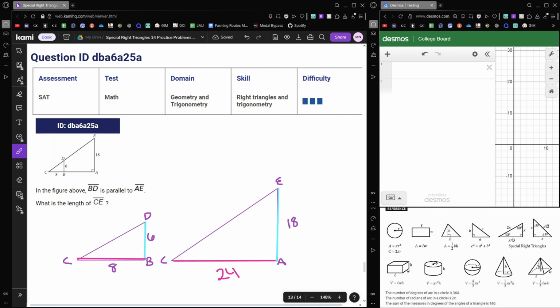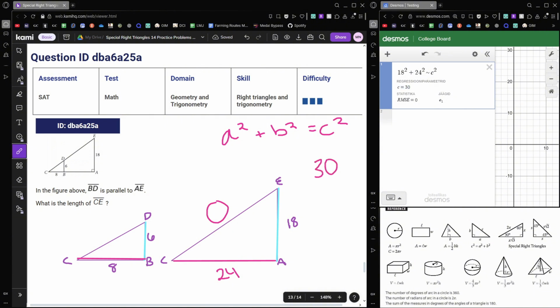Alright, so I'm going to put the right triangle into Desmos. To find the missing side length, we're going to be using the Pythagorean theorem, a squared plus b squared equals c squared. You could also notice that this is a Pythagorean triple, but in case you don't want to memorize all of those, let's just put it in Desmos to be safe. So 18 squared plus 24 squared, and instead of an equal sign you put a tilde, and then you put c squared, and we get that the value of c is equal to 30. So that means 30 is our answer.